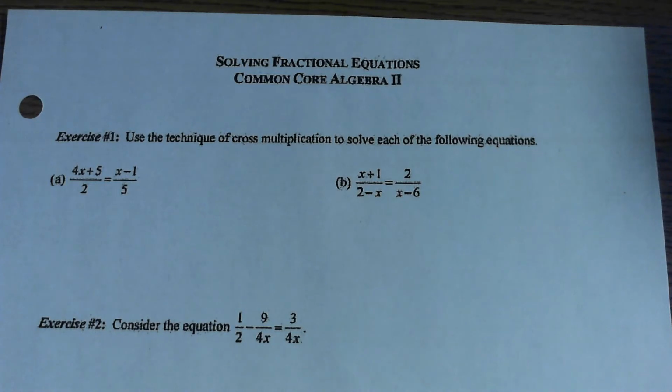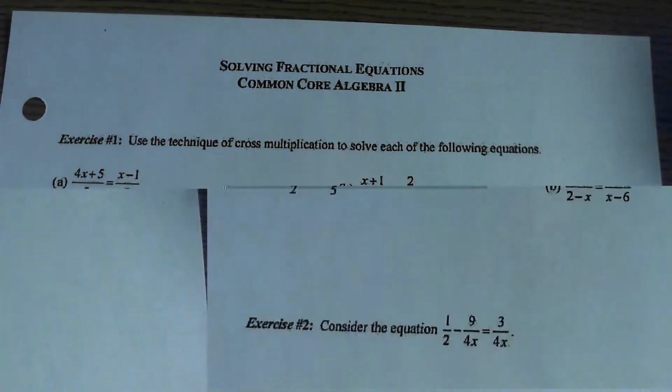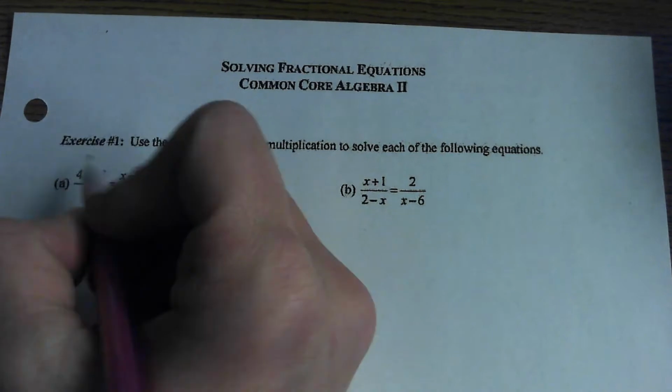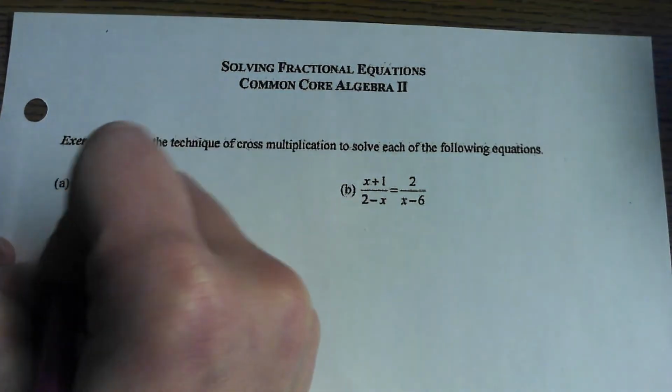What technique can you do to solve without having to get a common denominator? Yeah. Cross multiply. If it's a single fraction equaling a single fraction, I can cross multiply. So this is just Algebra 1 review all over again.